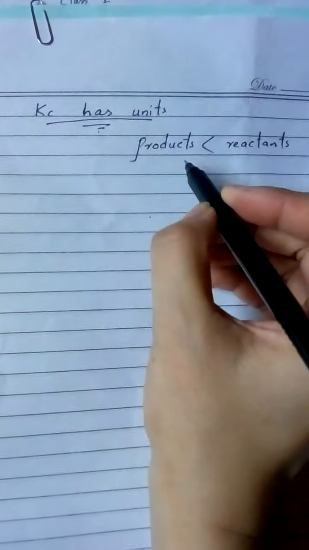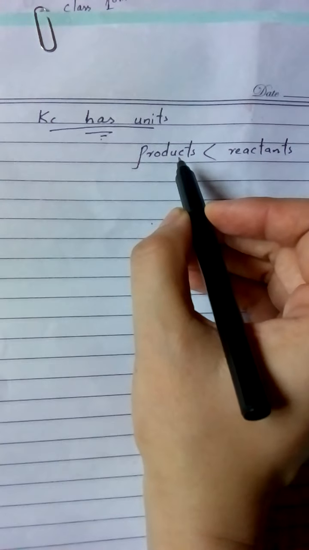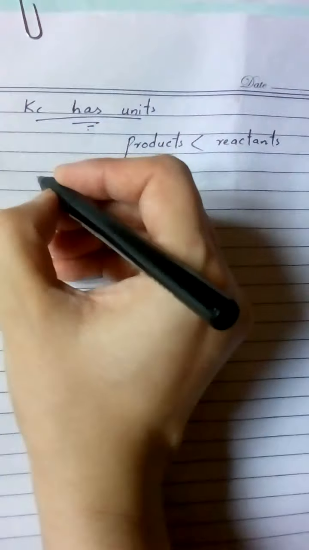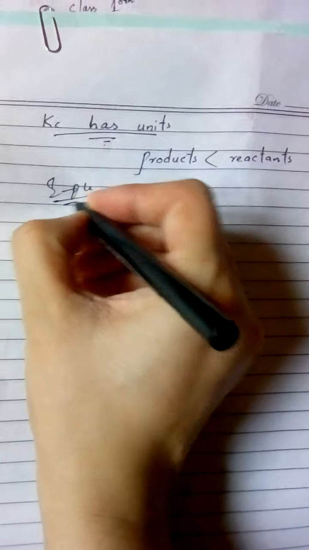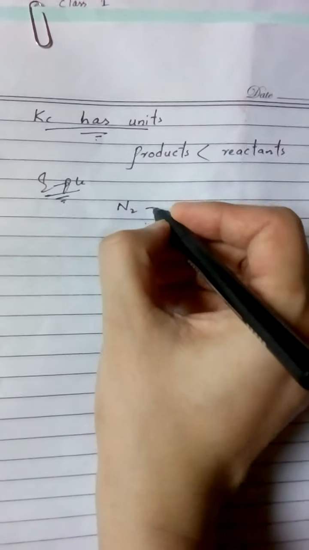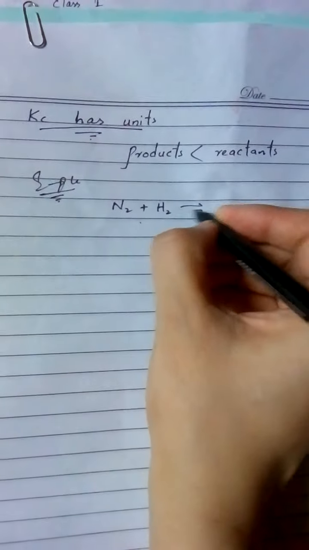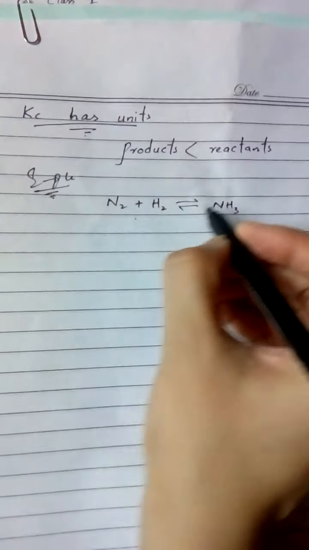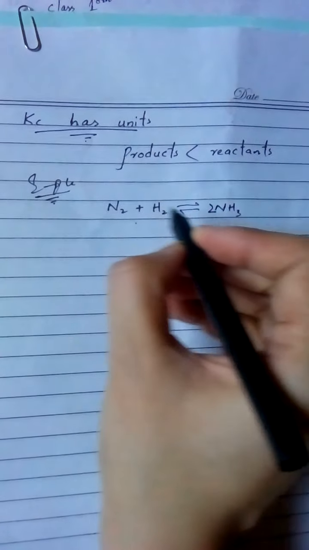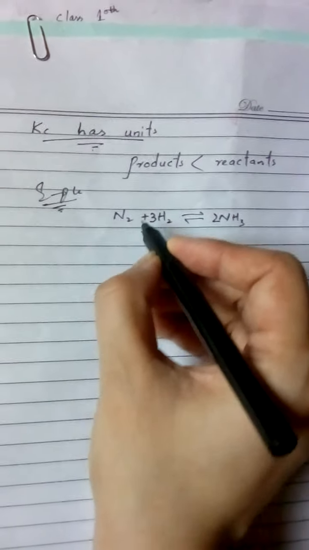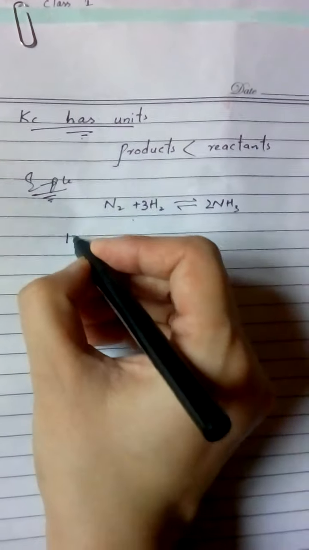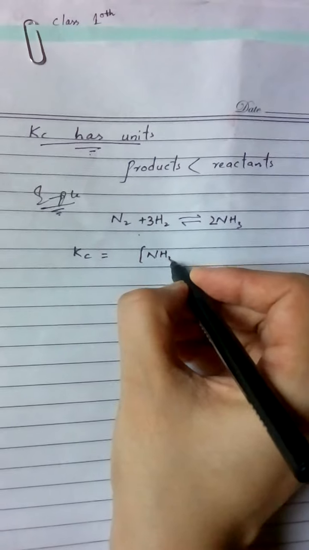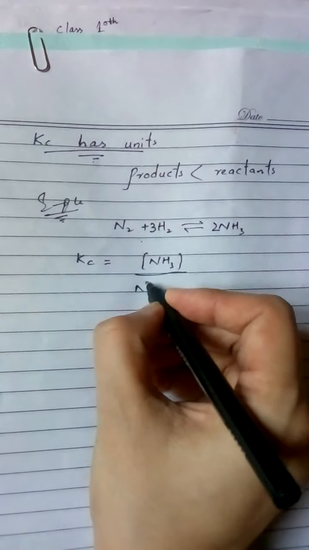Similarly, Kc also has a unit when the number of moles of products is less than the number of moles of reactants. For example, when N2 reacts with H2, it forms NH3. So here we will balance this chemical equation by writing 2 here. Here hydrogen will become 6, so we will write 3 here to balance this chemical equation. Now we will write the Kc equilibrium constant expression, which is the ratio of the product of concentration of products to the product of concentration of reactants.